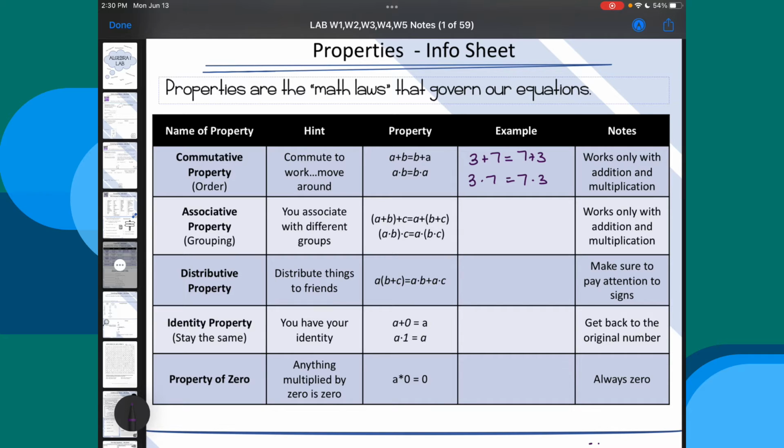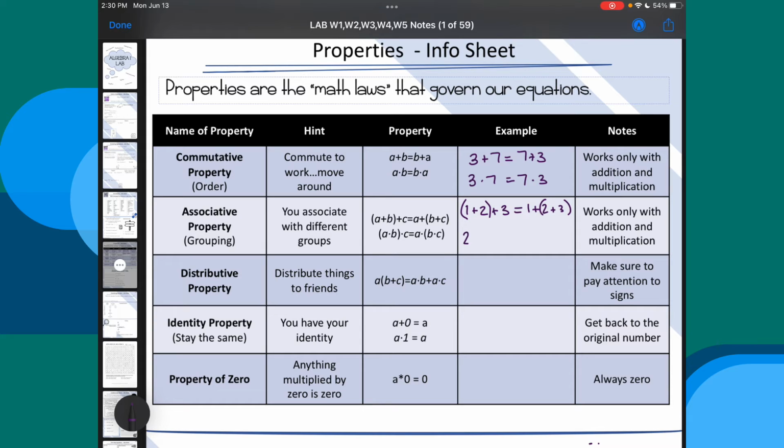The second property is called the associative property. The associative property has to deal with grouping. So if you have 3 numbers all being added together, you can either group the first 2 together and add those first, or you could group the second 2 together and then add those 2. This also works with multiplication. So it looks like something like 1 plus 2 plus 3. You can add 1 plus 2 first and then add on the 3, or you could add the 2 and 3 first and then add on the 1. Either way, you get the same number.